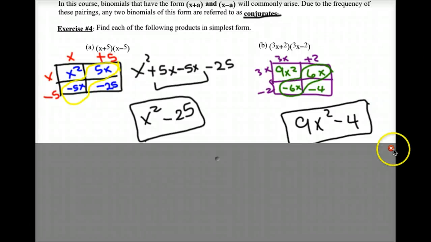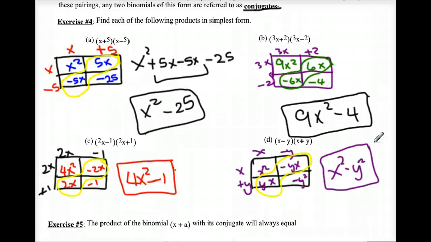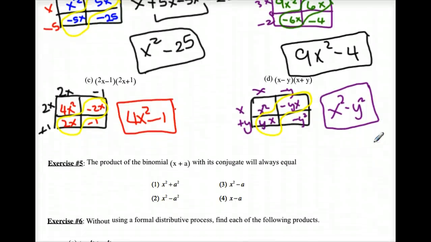Good. Hope you had a chance to pause it and try it on your own. Remember, practice makes perfect in math. So you should have gotten something that looks like 4x squared minus 1 and x squared minus y squared. Now, the product of a binomial x plus a with its conjugate will always equal what?